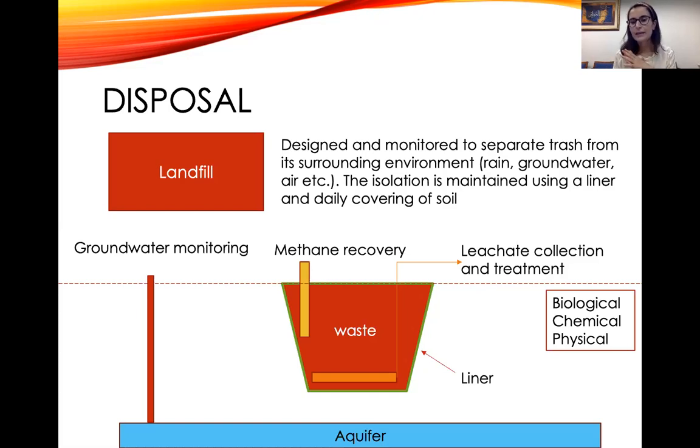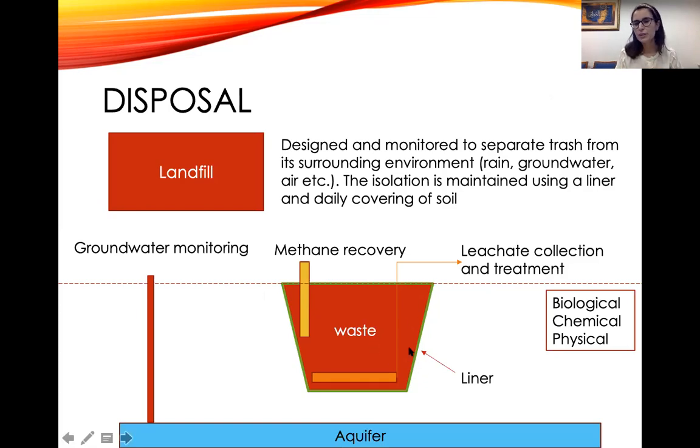Liner. A liner could be one of those thick plastic layers, the PVC layers that are used sometimes to separate one piece of land from another. So you kind of use it as a separation material from its surrounding environments.